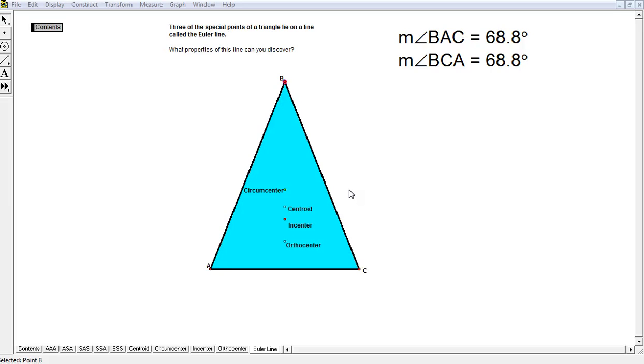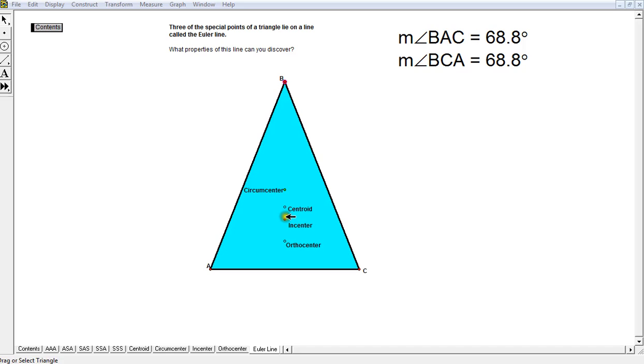Okay, I'm going to show you an interesting relationship between the circumcenter, centroid, incenter, and orthocenter in some special triangles. In particular, an isosceles triangle. These two angles up here are the actual measures of these two base angles. And you can see, since these two angles are congruent, we have an isosceles triangle right now with B as the vertex angle.